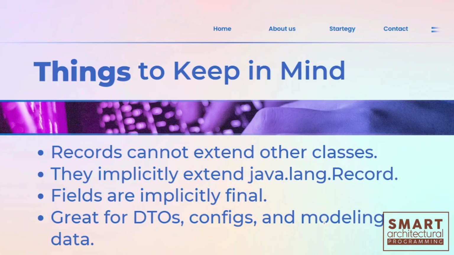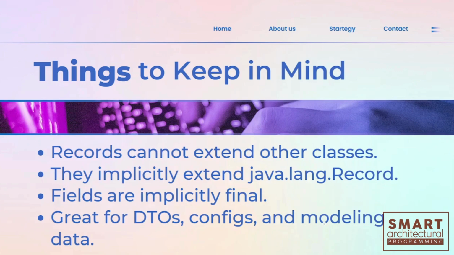But even if you want to start leveraging records right now, there are a couple of caveats that you need to remember. Number one, you cannot extend other classes. Records can't extend other classes. Records implicitly extend java.lang.Record. Fields are implicitly final in records, and they are great for DTOs, configs, and modeling data.